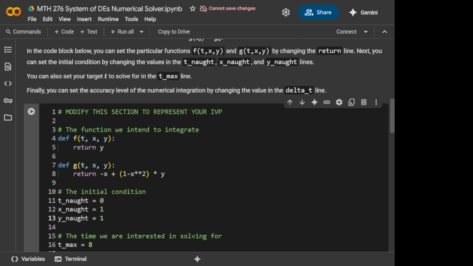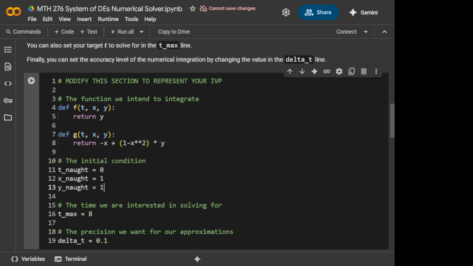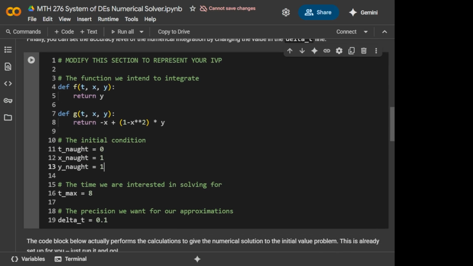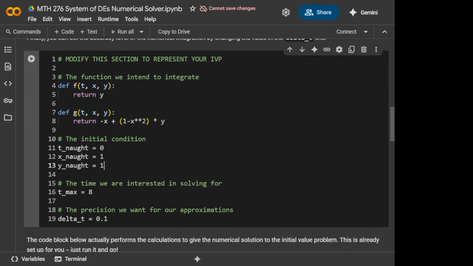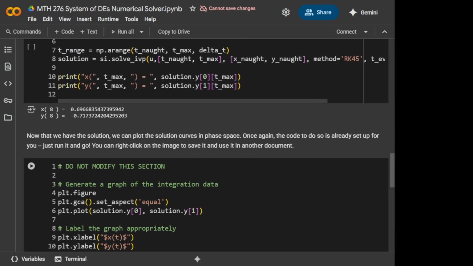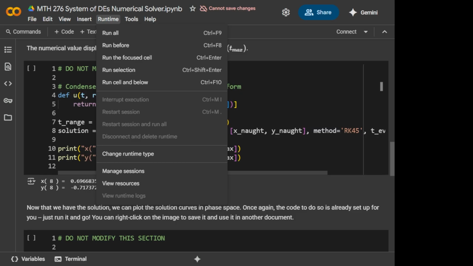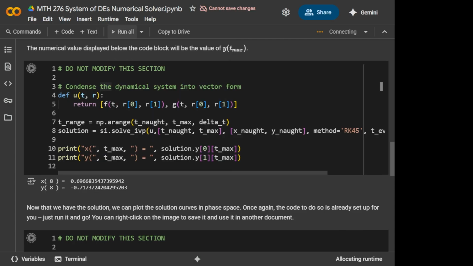All right, but let's go ahead and fit in our initial conditions. T naught was 0. But x of 0 is 1 and y of 0 is 1. I don't really have any max time, so I'll just leave that at 8. It's a number that's in there for the sake of being in there. And everything else should be set up and ready to go. So let's go to runtime. I have not run this yet, so I can't hit restart and run all. I just have to hit the run all at the top of the list and hope that everything works.